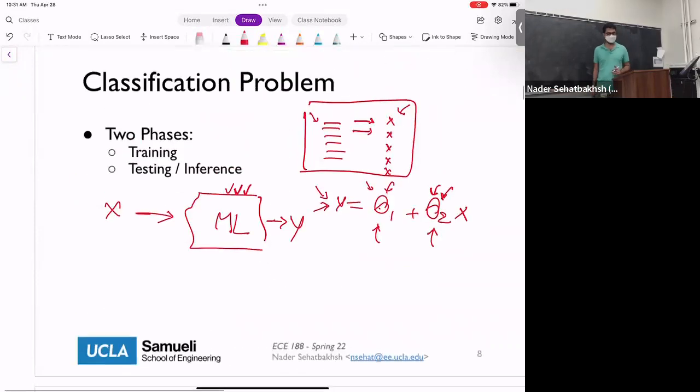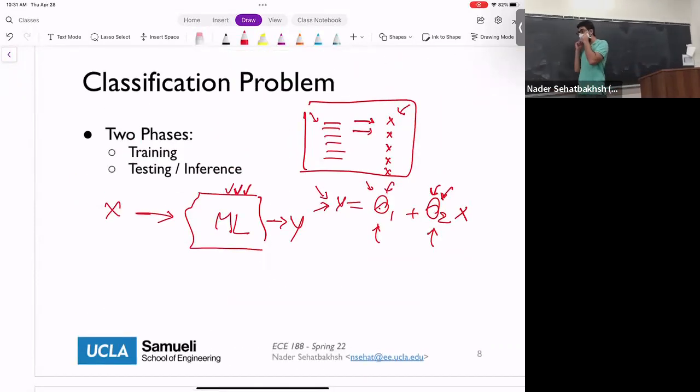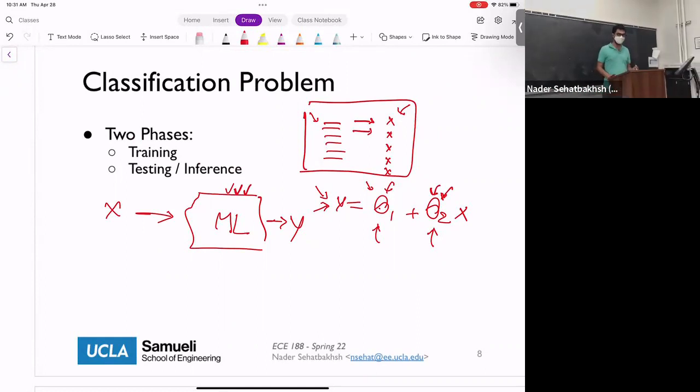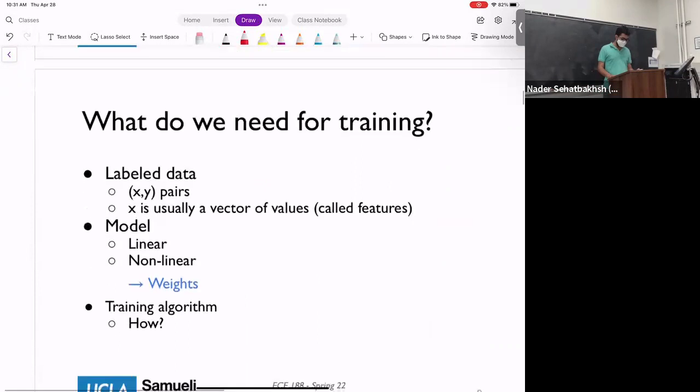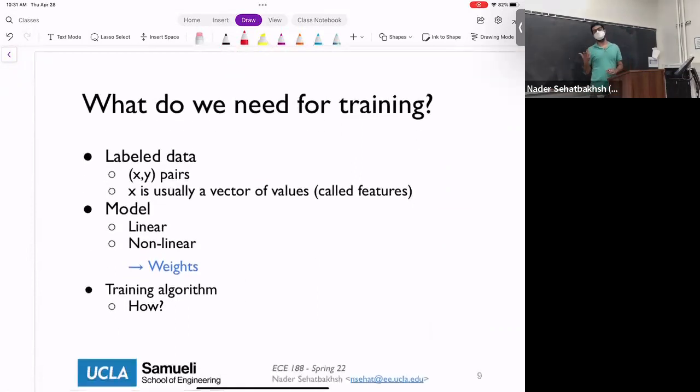So now the big question is, okay, how do we train the model? What is the model that we have to use? And how should we do the training? Like, where does this magic actually happen? So you basically need three things for the training.